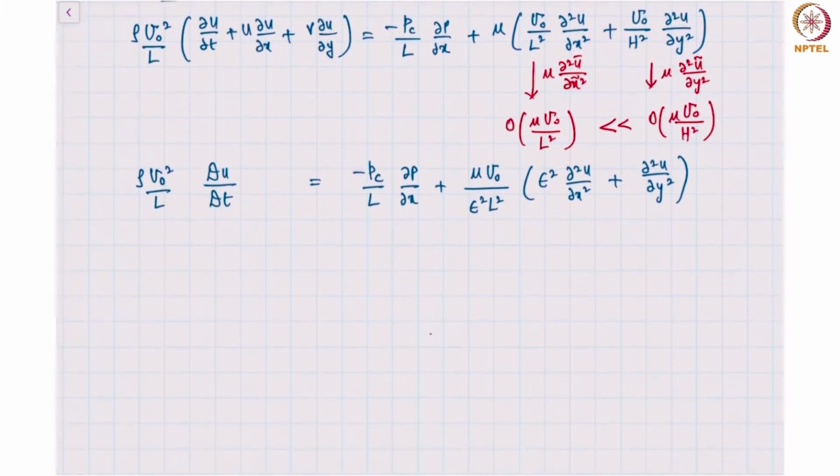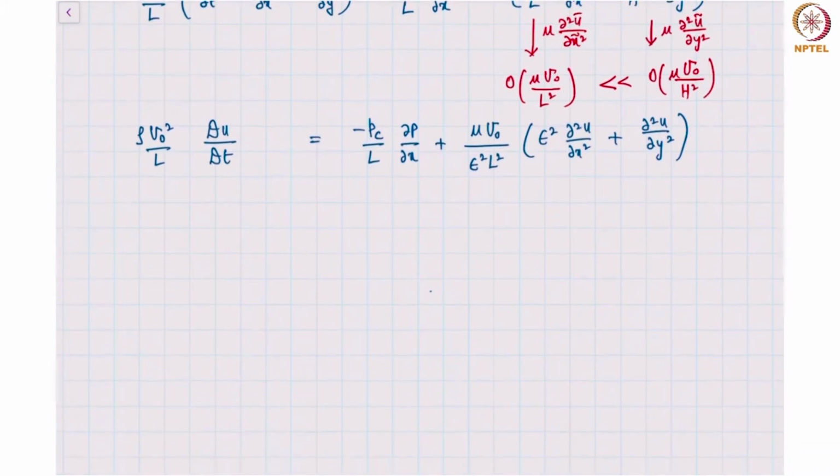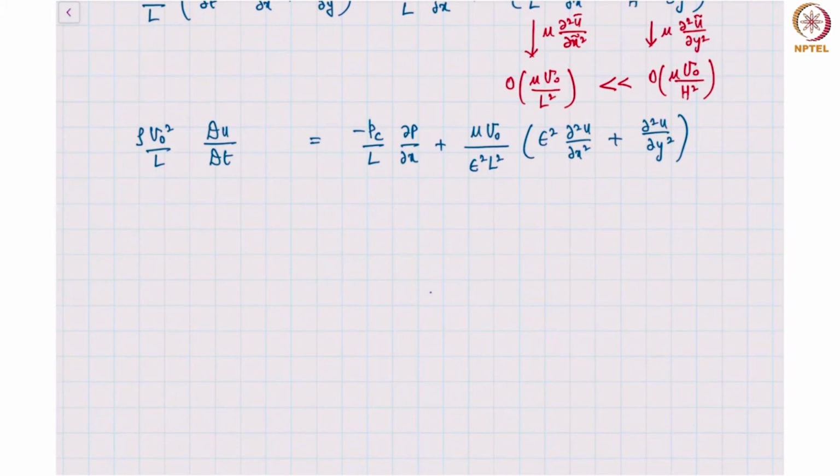So clearly you can see that I have an epsilon square sitting in front of the first viscous term, and because epsilon is very small, that term is very small. Now let's rearrange this equation. Or maybe what we will now do is to look at the scale for pressure. The characteristic scale for pressure.